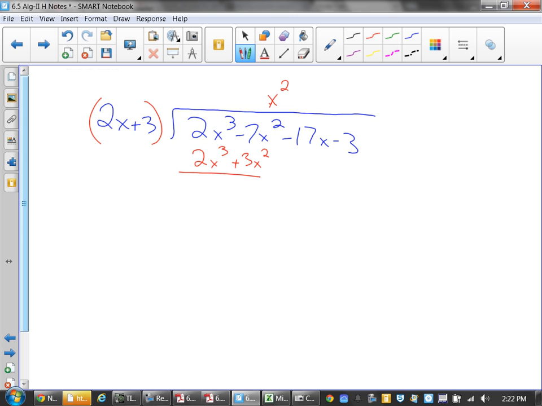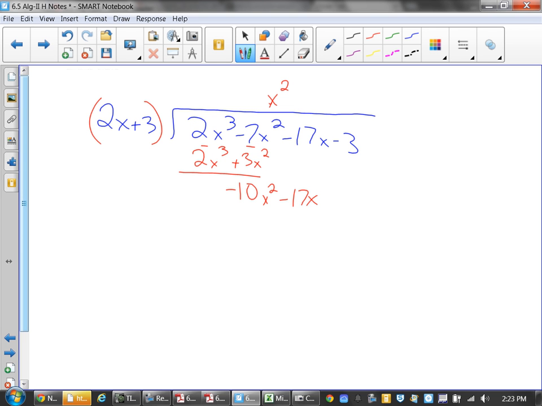What do you think I have to do here then? Subtract. I'm going to subtract both of these pieces. And I get 2 minus 2 goes away. Negative 7 minus 3 gives me how much? Negative 10. And then what do I do next? What do you think the next logical step is? Drop down the negative 17x.